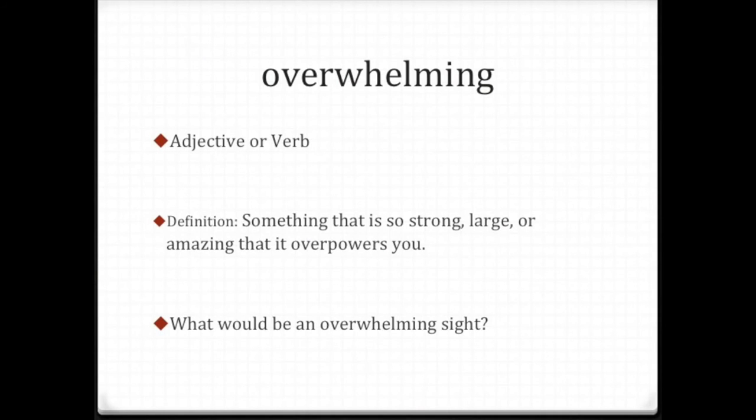Here's our next word, overwhelming. This is probably a word you've heard before. Overwhelming is a verb, but when we add ing, we have the present participle that can be used as an adjective or a verb. So this word could be a describing word or an action word, depending on the sentence. Overwhelming means something that is so strong, large, or amazing that it overpowers you.